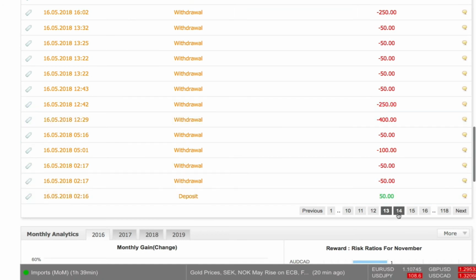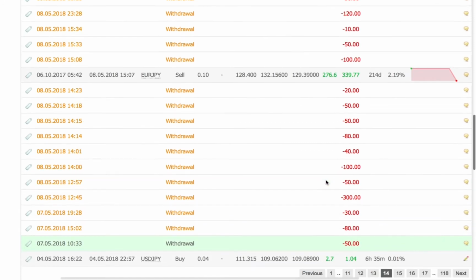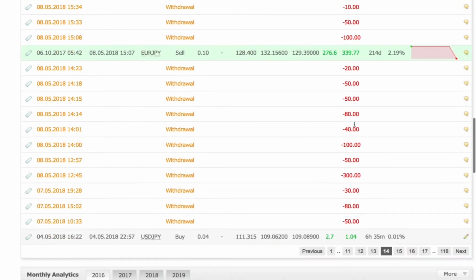Page number 14, this is the last page. We'll go through it. $436 profit from Euro USD, 0.07 lot size. $339 from Euro Yen, 0.10. This was a little bit bigger lot size. All withdrawals here and there.